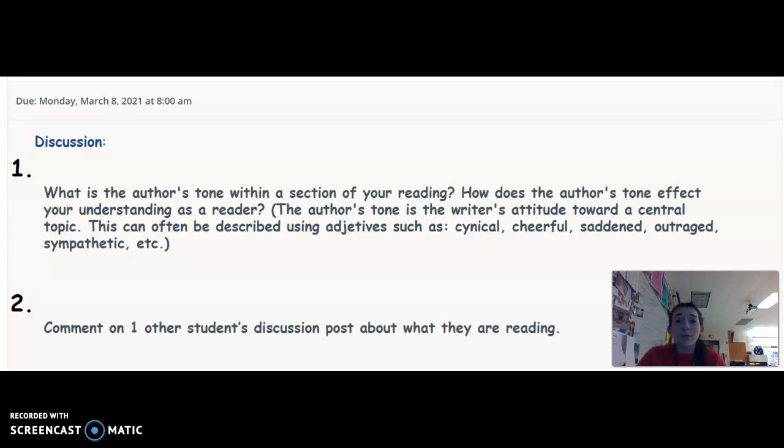The author's tone is going to be the writer's attitude toward a central topic. So most likely your author picked a central theme or topic because it matters a lot to them, and how does their nature of describing this topic affect you? Oftentimes the tone can be described using adjectives such as cynical or cheerful or saddened or outraged or sympathetic. There are lots of different adjectives, but we are talking about the author's tone and how that's impacting your mood as a reader. And then you're going to comment on one other student's discussion post about what they are reading.